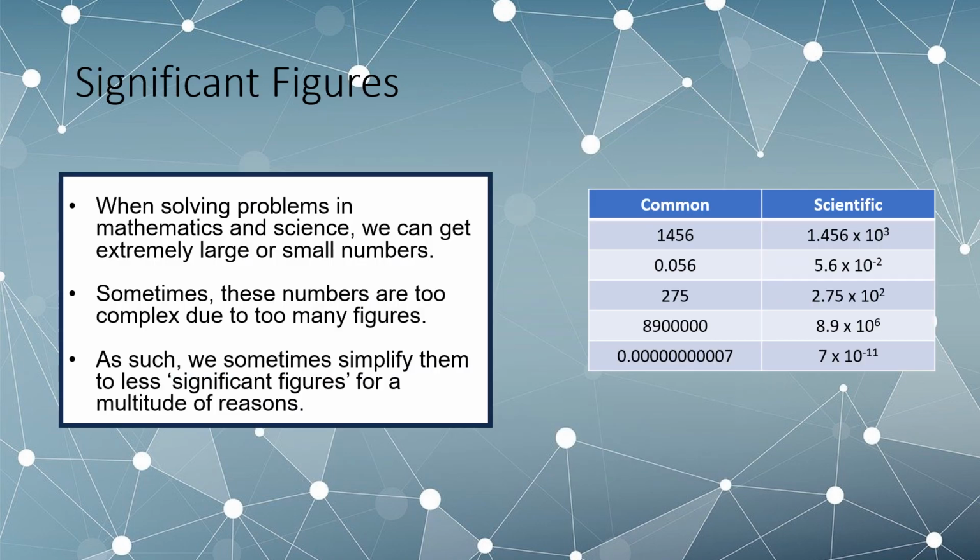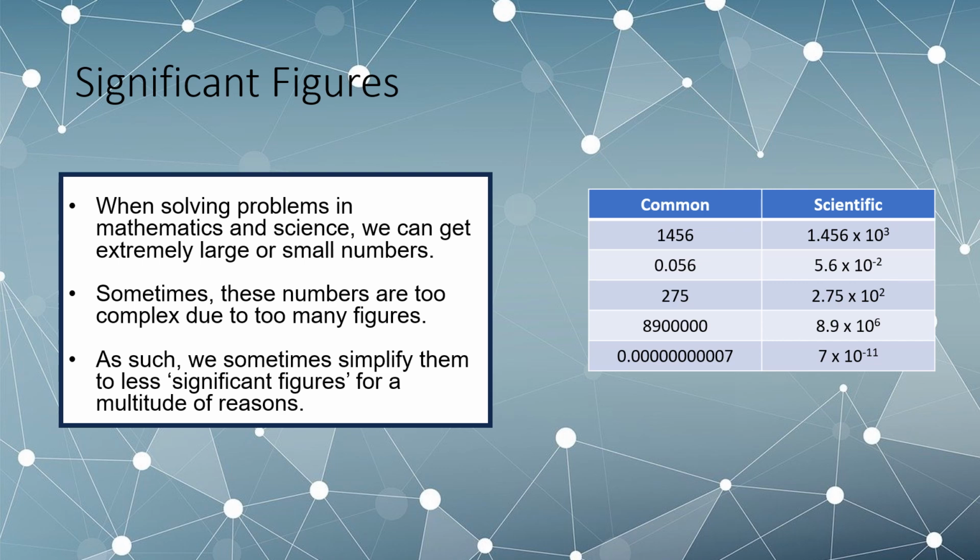We can use these concepts to begin to explore what's called significant figures. When solving such problems in maths and science with these big and large numbers, as well as really small numbers, sometimes there's lots of different complex parts because of all the numbers that are present. So we want to try and simplify them down. We simplify these down for a multitude of reasons, such as a good example is when you look at a set of scales. A set of scales might only weigh something to a certain amount of decimal points. This means it only gives us that amount of significant figures.